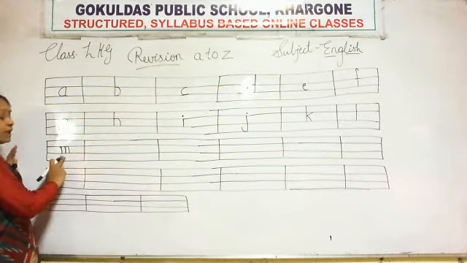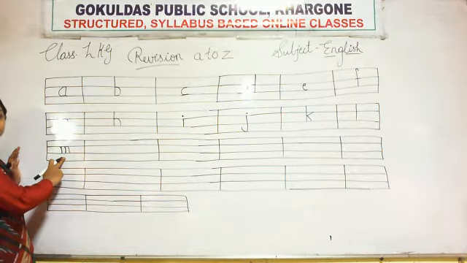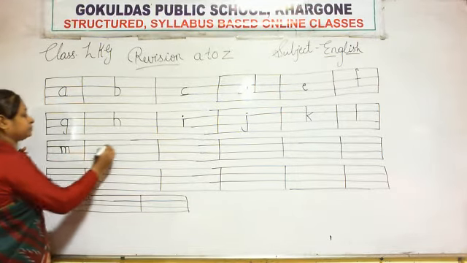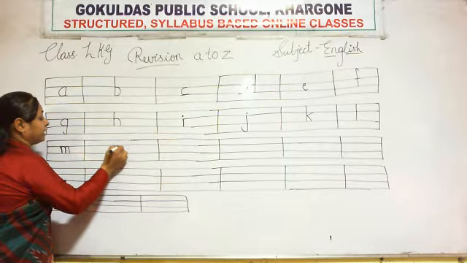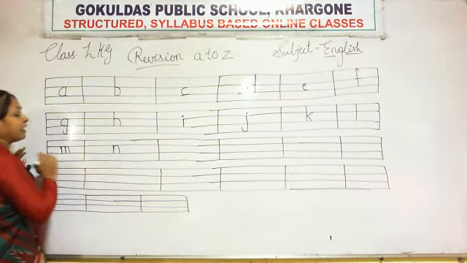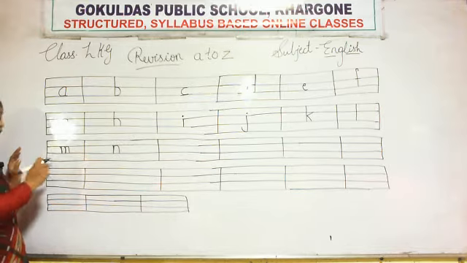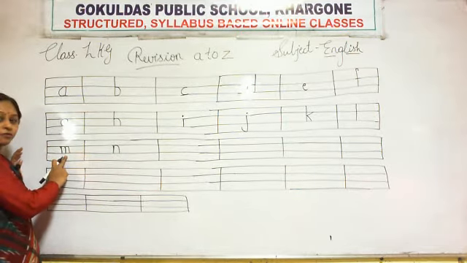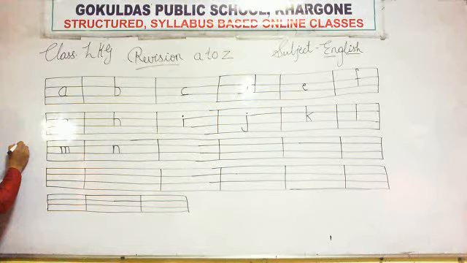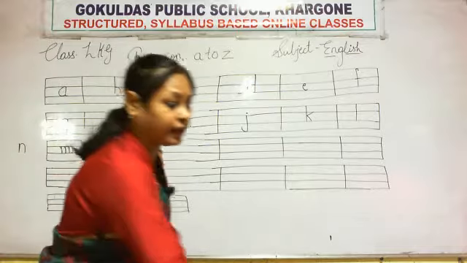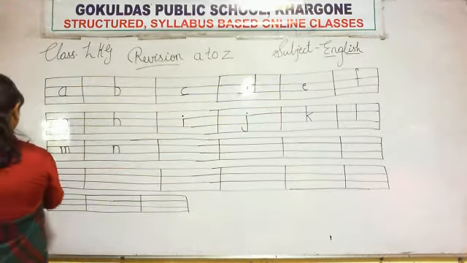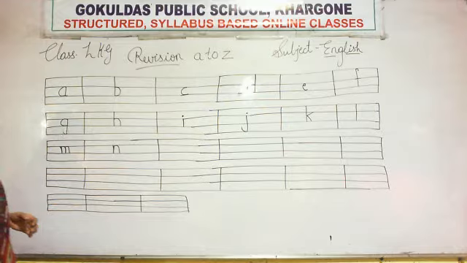G, H, I, J, K, L, M. After M, which letter will come? N. N is the half part of M. You will write down, then up, curve, and then down. Which letter is this? Letter N. M, N.